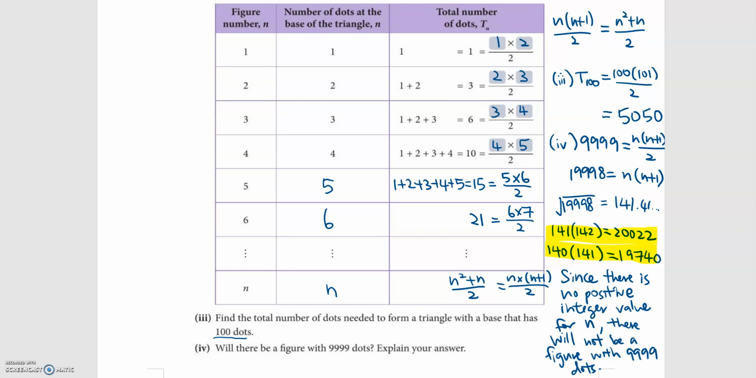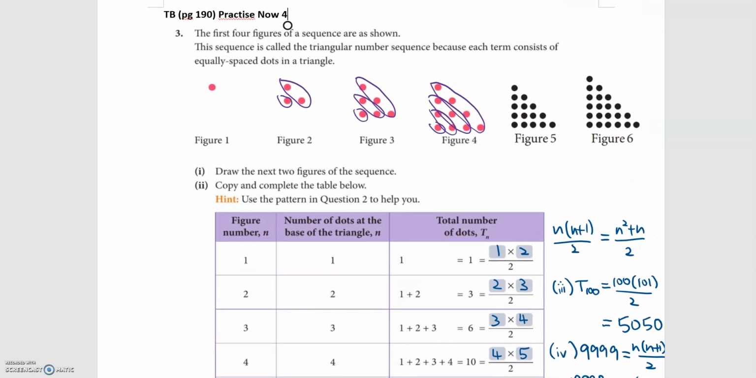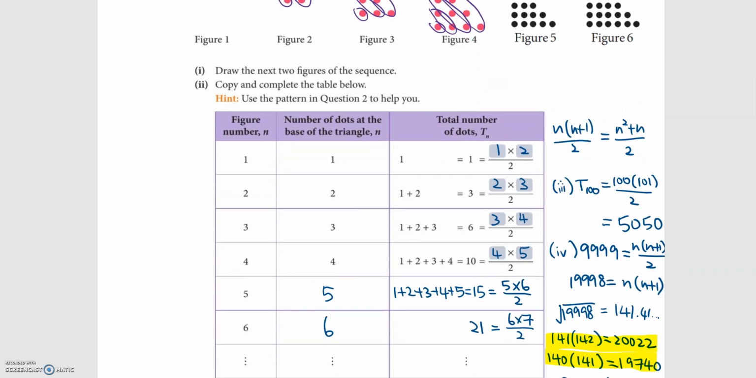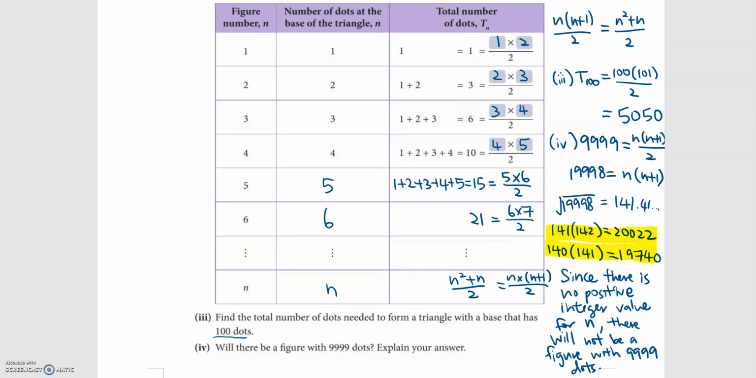So this will be for question number 3 of practice now 4. It's not that simple because I have to make use of question 2, the previous question, to help me with this table here. But do remember that what I'm trying to do is to establish a relationship so that we can generalize for n.